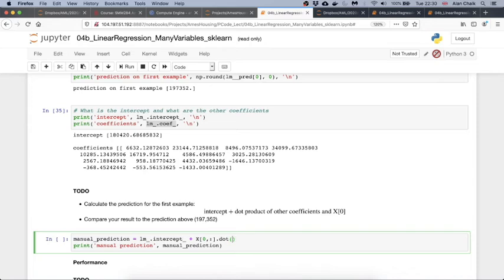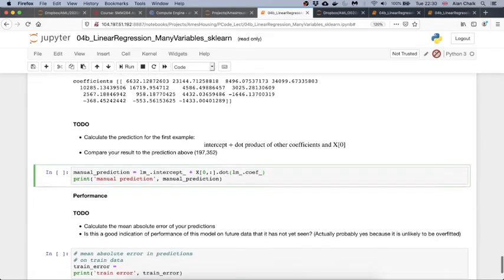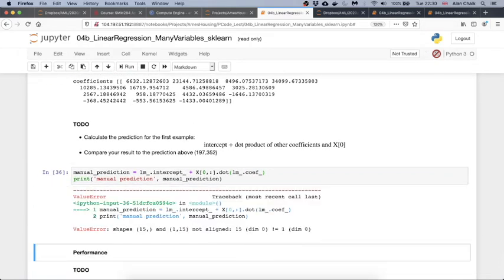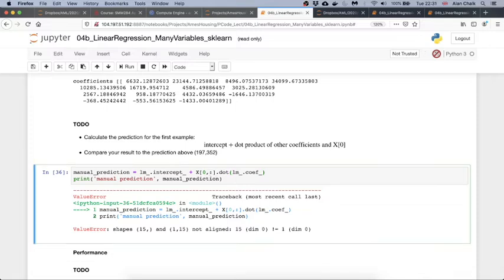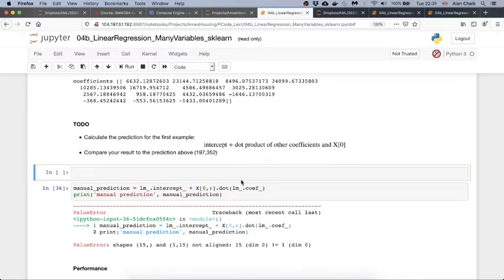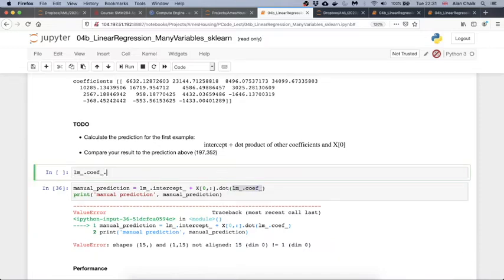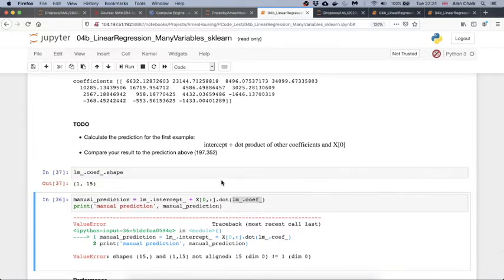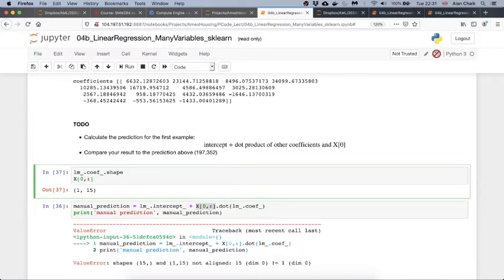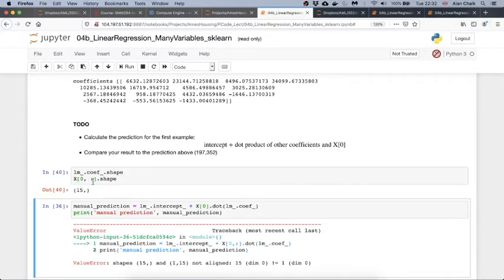For a change, I'm actually not looking at my notes, so if this works it'll be a miracle. No, of course it didn't work. Let's just check what's going on here. What is the dimension of lm.coef_? It's 15. What is the dimension of X? Just 15. X is just 15.